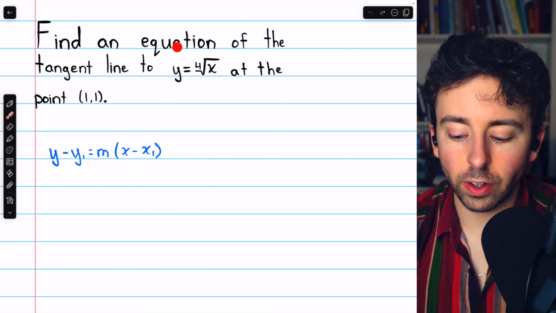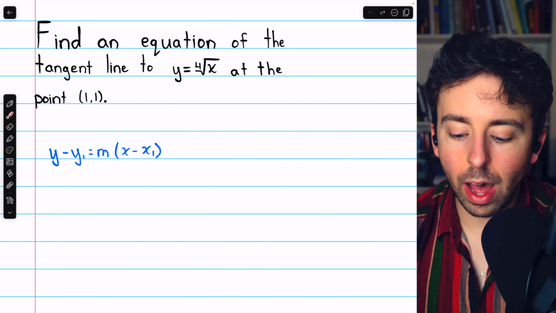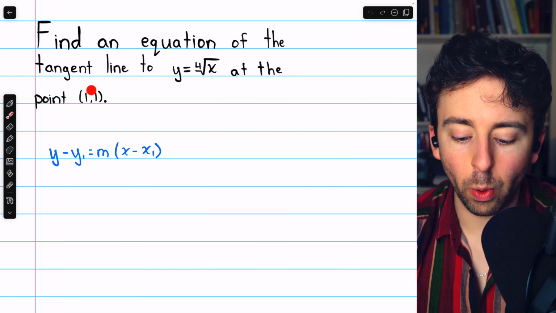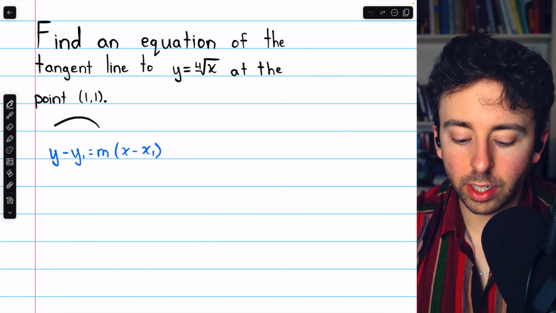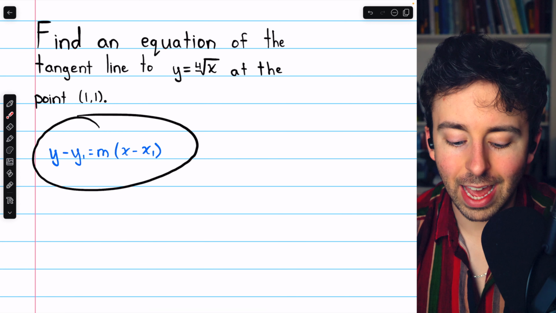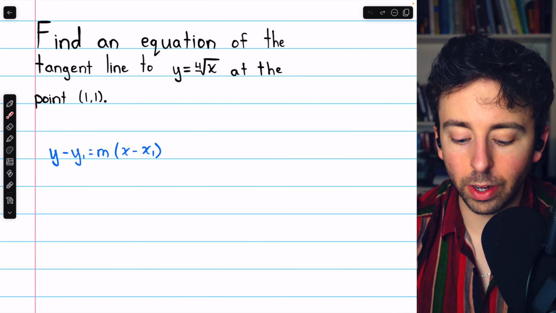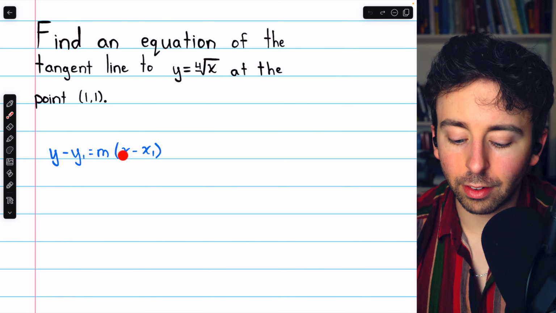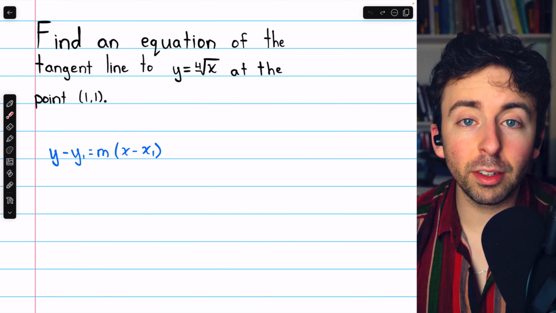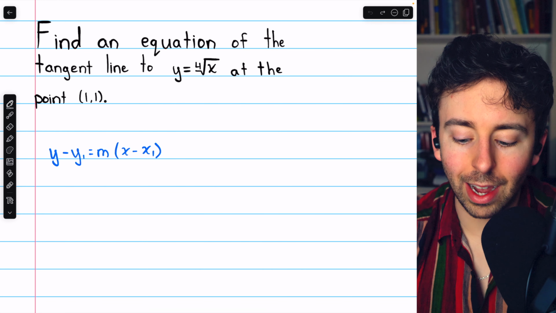Let's find an equation of the tangent line to y equals the fourth root of x at the point (1, 1). To do this, we're going to use point-slope form, which looks like that: y minus the y-coordinate equals the slope times x minus the x-coordinate. This is pretty easy because we already know the x and y-coordinate.